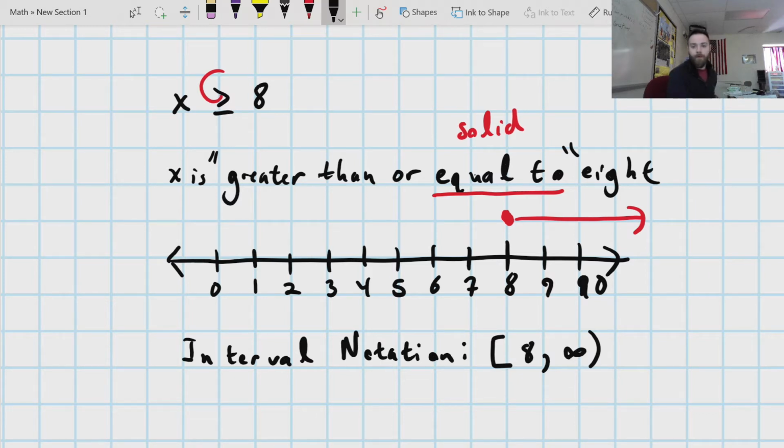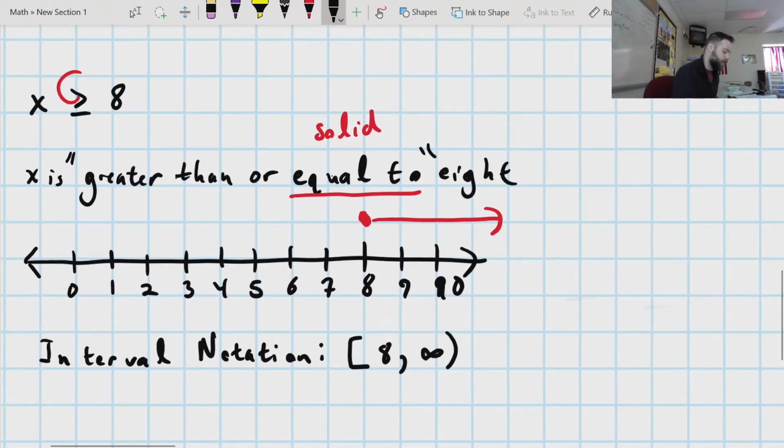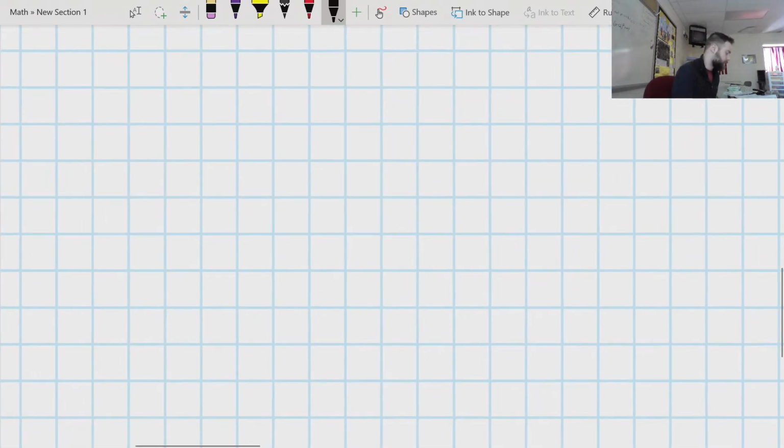So if you can think of a number from 8 to infinity, like 7,000, that would be greater than or equal to 8. So it would be a solution to this inequality. So that's kind of what we're getting at. So we're going to try another one. So hopefully you did okay with that one. But if you didn't, here's some extra practice.